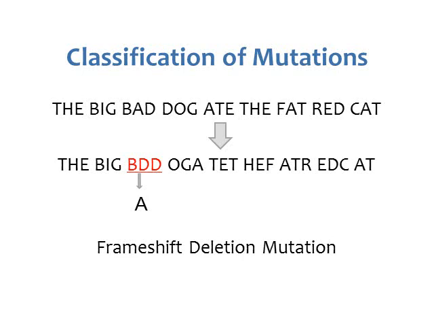Another one is called a frame shift deletion. So instead of inserting, we actually delete. So in the word bad, we have taken out the A. So we still have a sentence, but it doesn't make sense. Everything has shifted because we deleted one nucleotide.